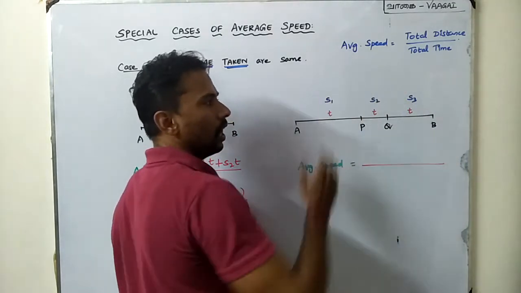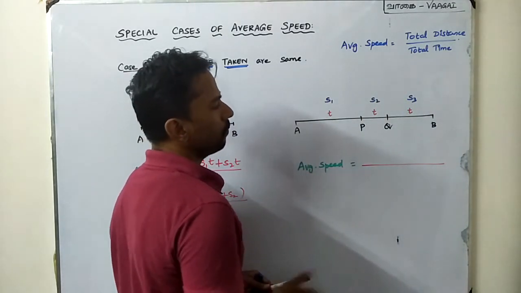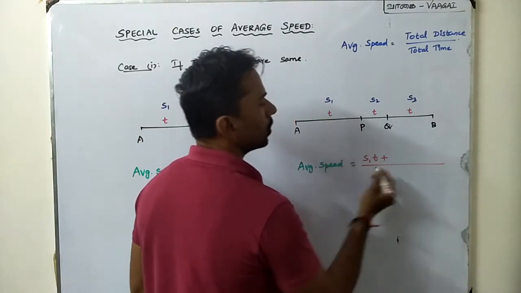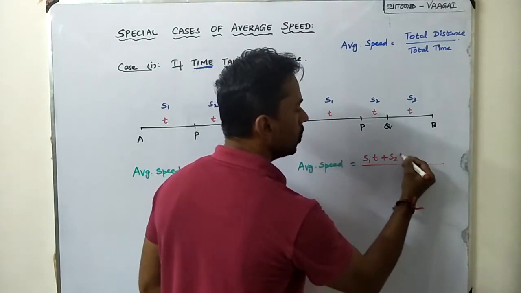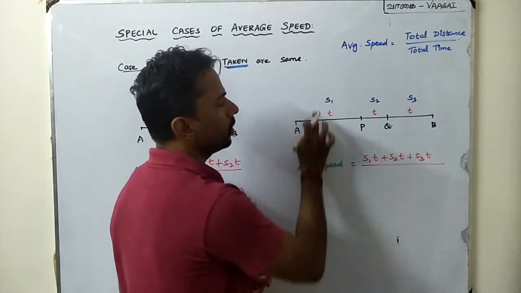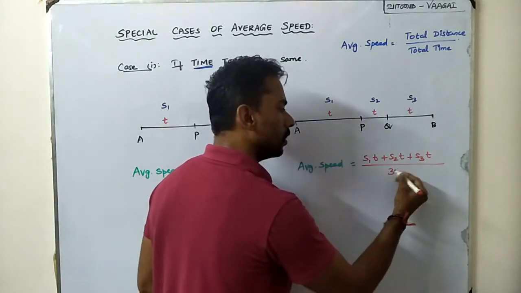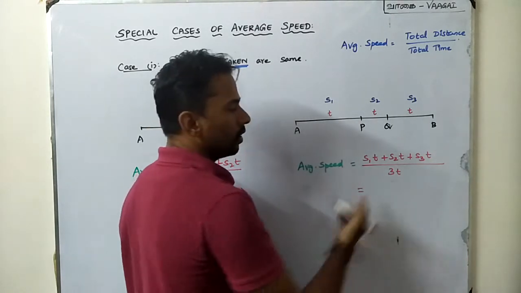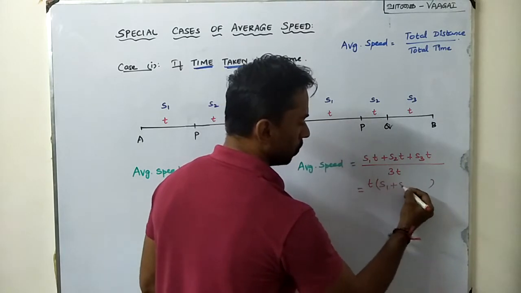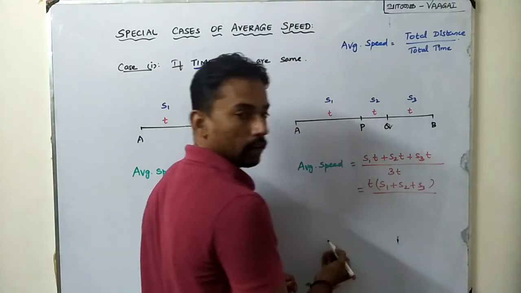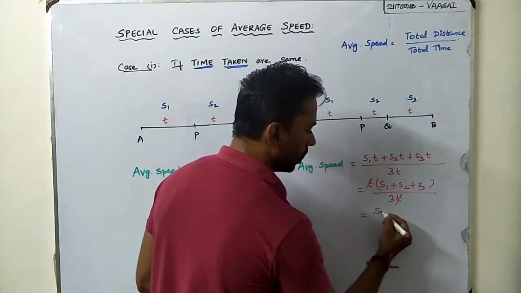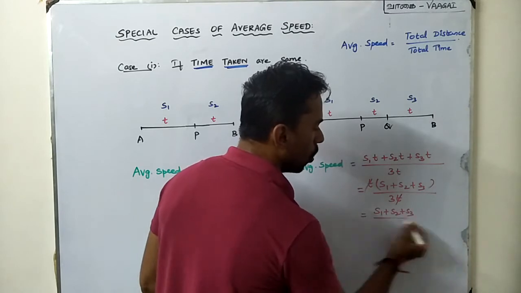Here also let's try to calculate the average speed. Here the distance from A to P is going to be S1 into T. So I'll put S1T plus P to Q the distance is S2T and last one is S3T, and the total time taken will be T plus T plus T, which will be 3T. And here also again I can take T as a common factor from the numerator. So if I take T, I will be having S1 plus S2 plus S3 whole divided by 3T, and once again I can cancel T and T, and I will be ending with S1 plus S2 plus S3 whole divided by 3.